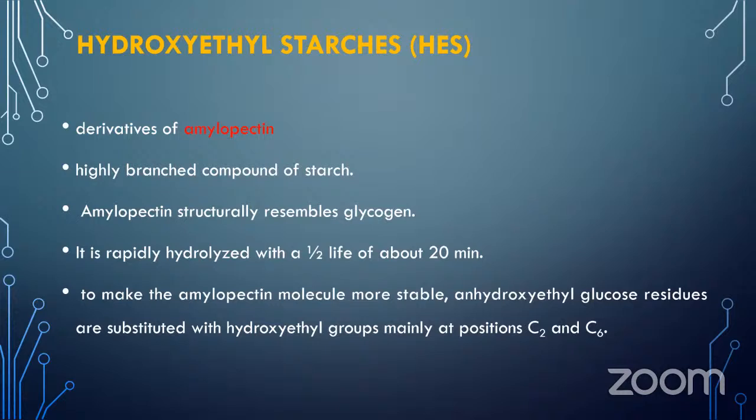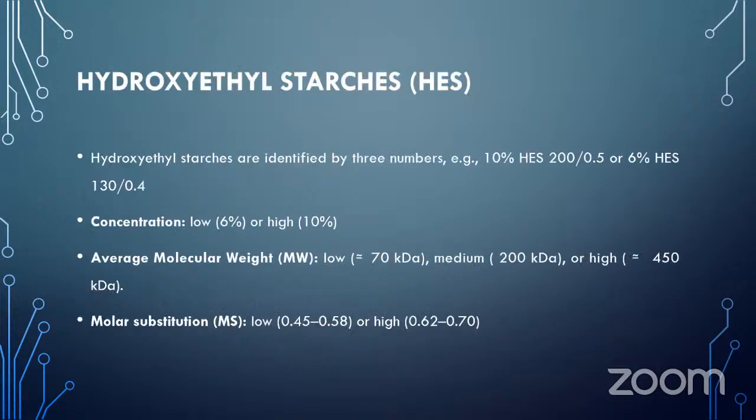Amylopectin structurally resembles glycogen, and it is rapidly hydrolyzed with a half-life of about 20 minutes. So to make the amylopectin molecule more stable for a sustained effect, it is substituted with a hydroxyethyl group. Hence comes the name hydroxyethyl starch. So basically they are starch solutions. It comes as a concentration of 10% or 6%, and the average molecular weight is 70 kilodaltons or 200 kilodaltons.